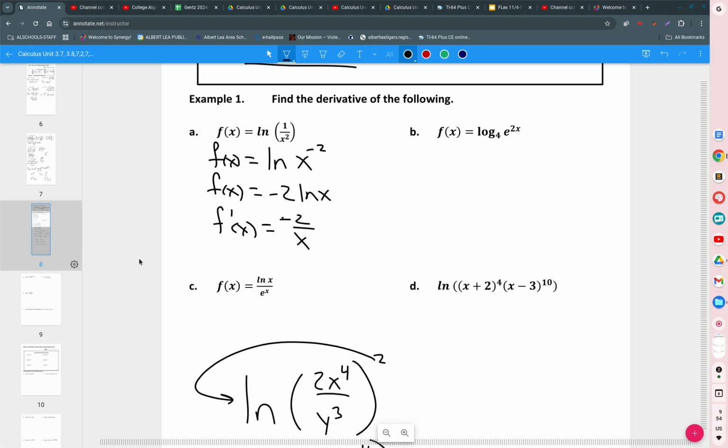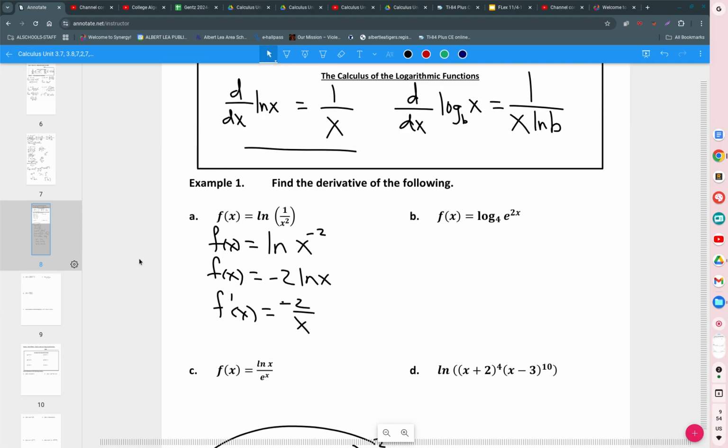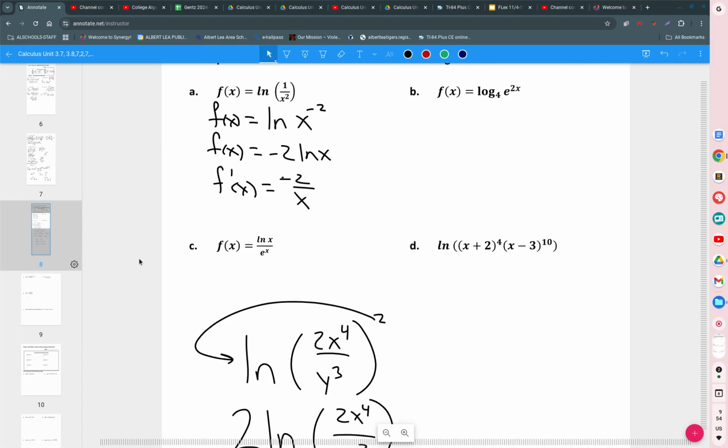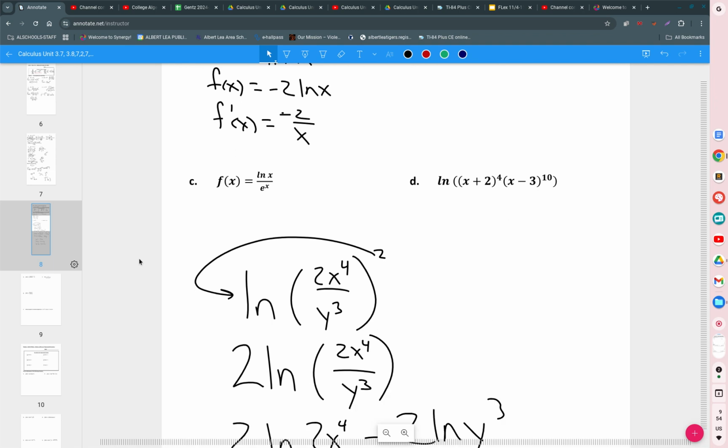So did we talk about the derivative of the natural log yesterday? Today. Today we said, yep, the derivative of natural log is 1 over x. Gotcha. Is that okay? Yeah.